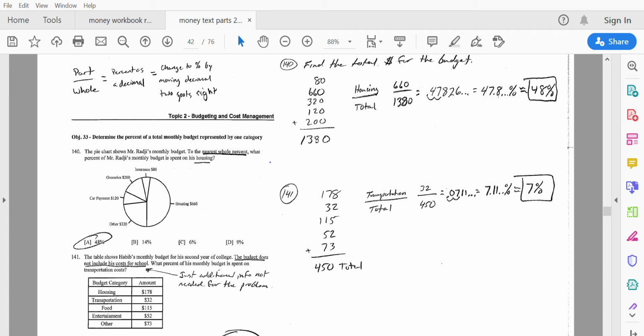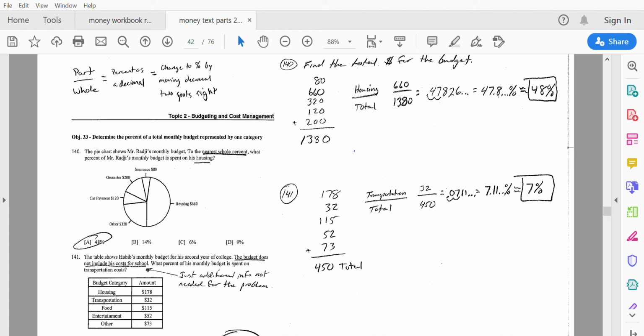What we have to do is set up this fraction, part over a whole. The part that we're looking at is the housing, so you can see I already have that on the top over here. That's the part, housing. And then on the bottom, the whole, in this case, is the total.